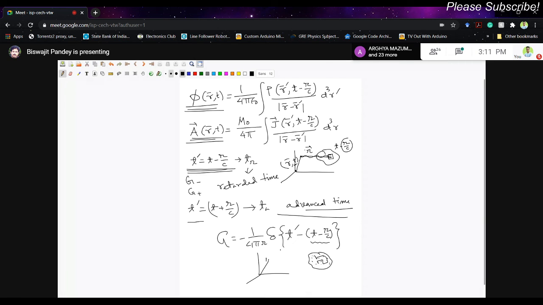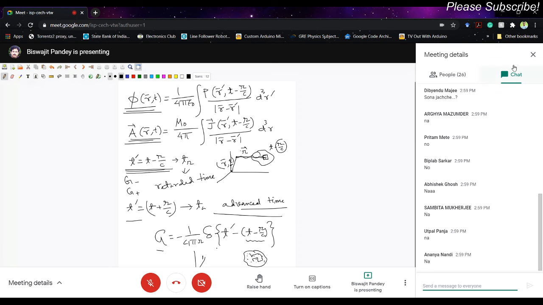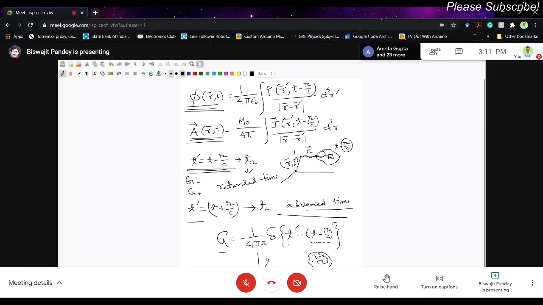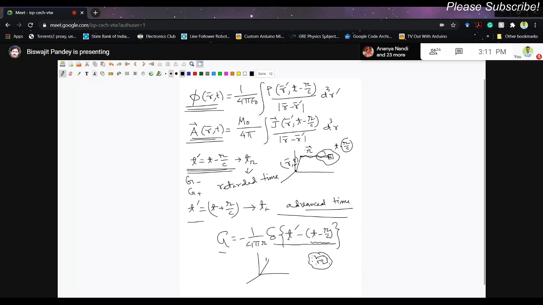Yes sir, can hear. So what I am trying to explain here, that the Green's function has a physical meaning. In this particular context, I am trying to explain that. You see, this delta function exists only for a time t minus r by c. When t prime will be equal to t minus r by c, then only it will be 1, otherwise it will be 0.